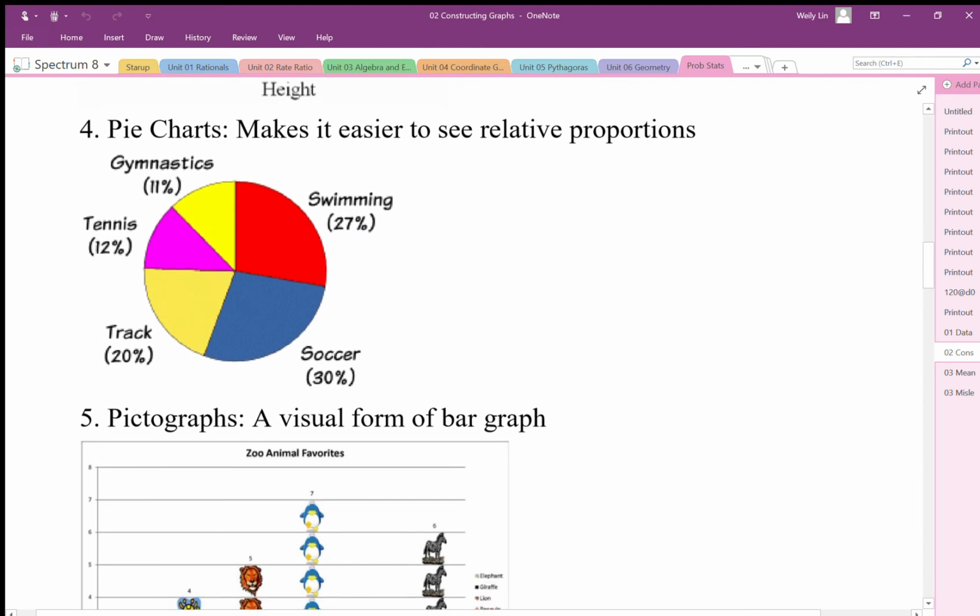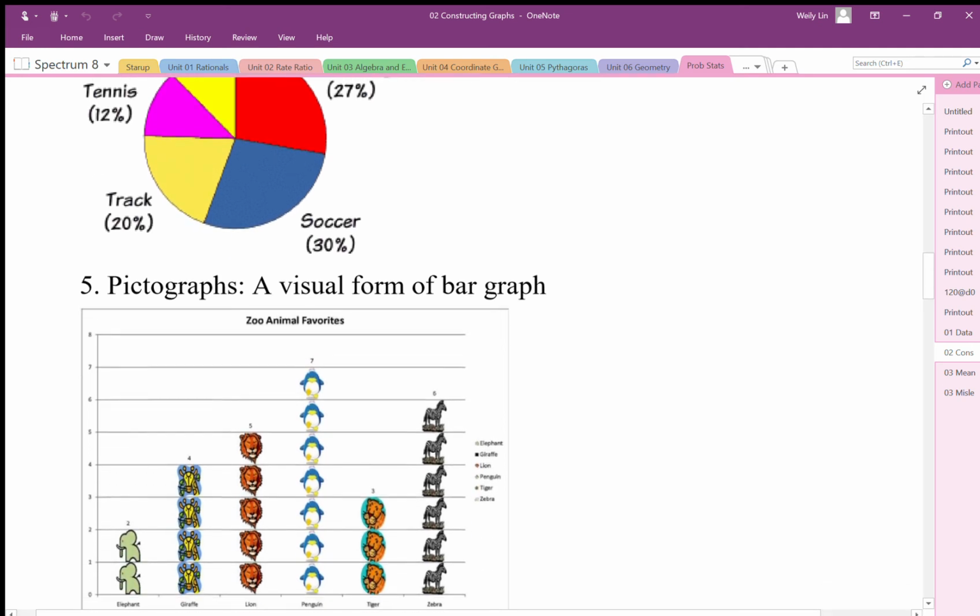Pie charts are another one. With pie charts, we can much more easily see proportions. Visually, we can see right away that soccer is the biggest here. We can see that this one is in between these two and the swimming. So we can get a very good sense of proportion when we see pie charts. That's a really good way of showing things when we want to see proportions.